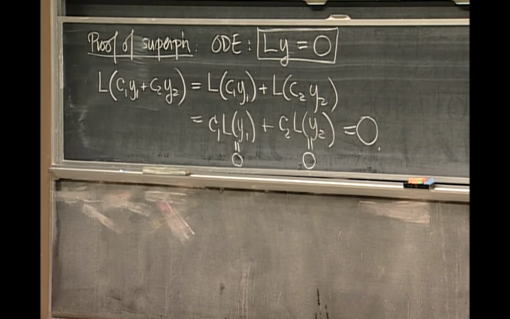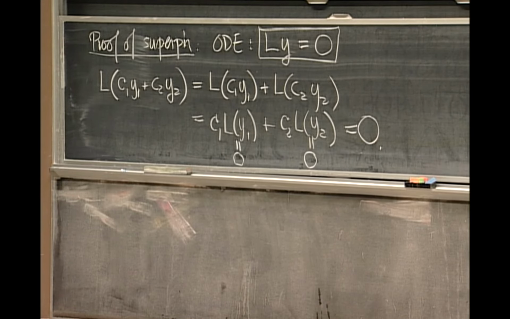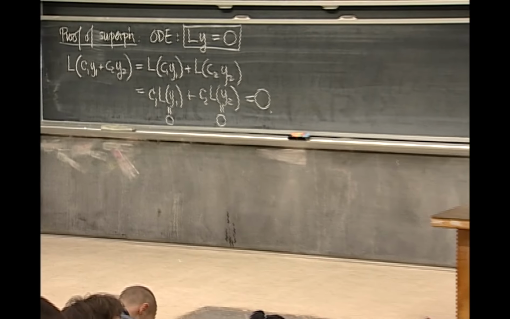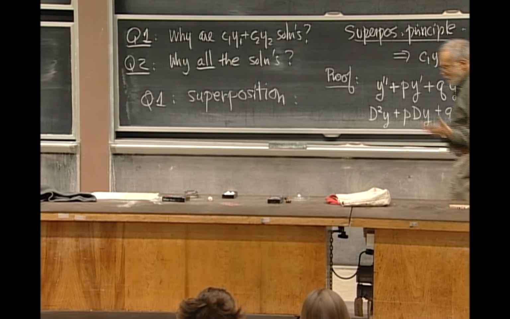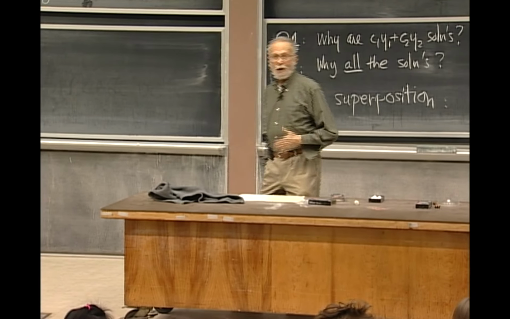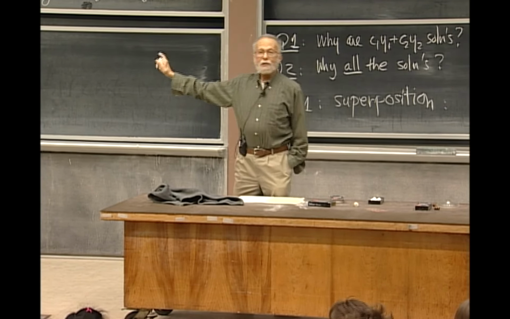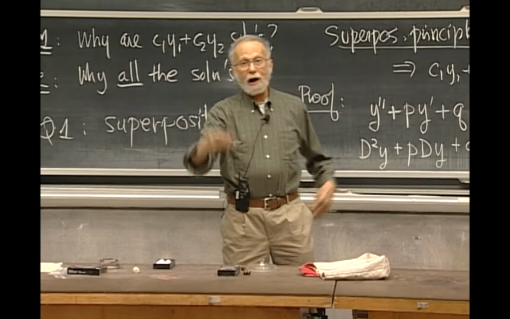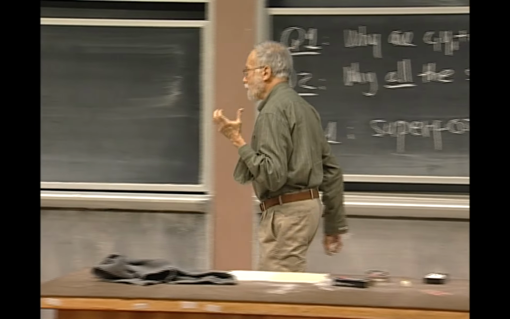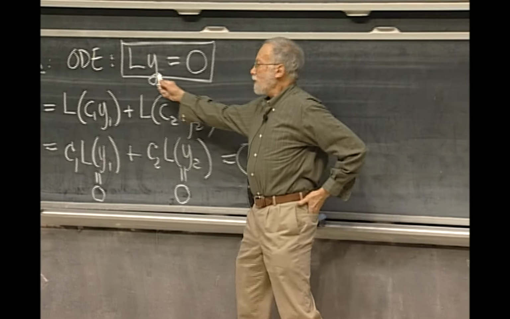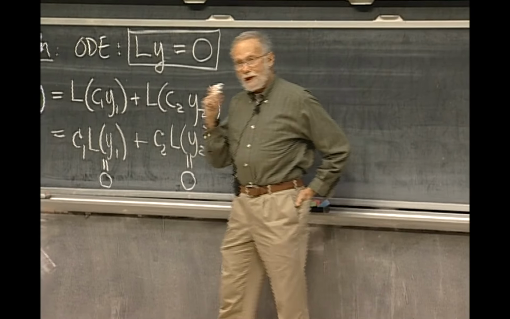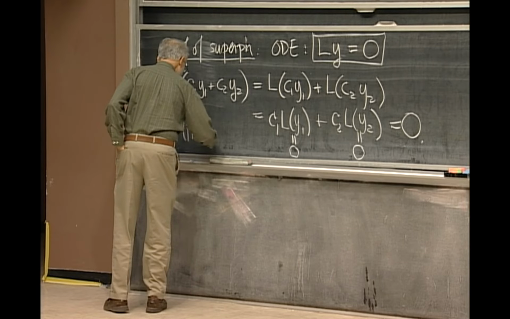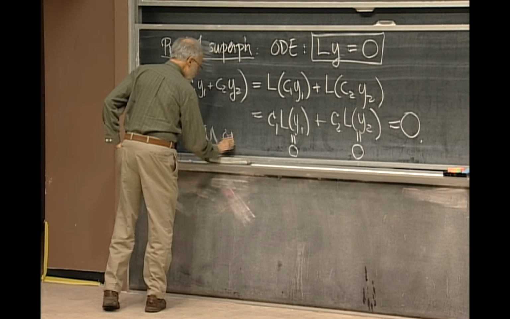Now, you could make the same argument just by plugging C1 Y1 plus C2 Y2 into the equation and calculating, grouping the terms and so on and so forth. But that's just calculation. It doesn't show you why it's so. Why it's so is because this differential equation is expressed as a linear operator applied to y is 0. And the only property that is really being used is the fact that this operator is linear. That's the key point. L is linear. It's a linear operator.